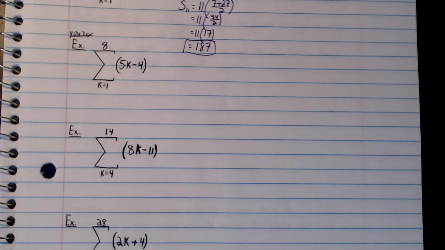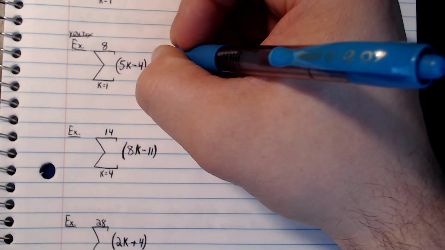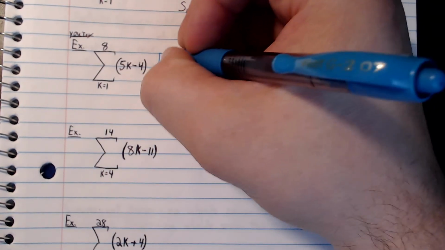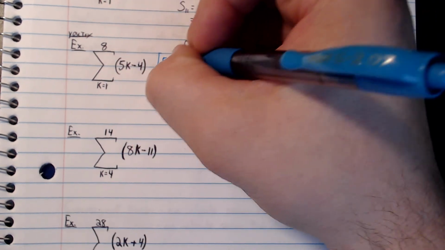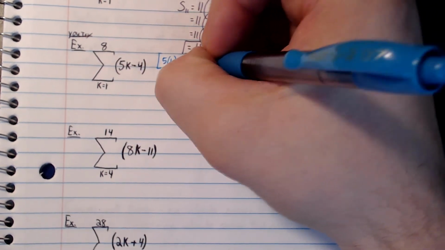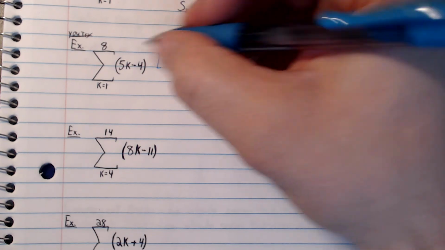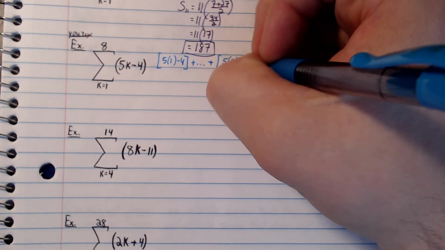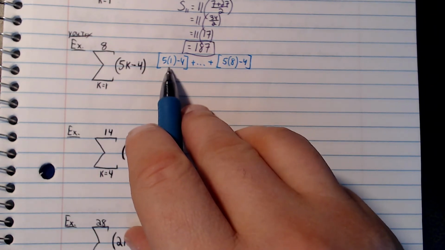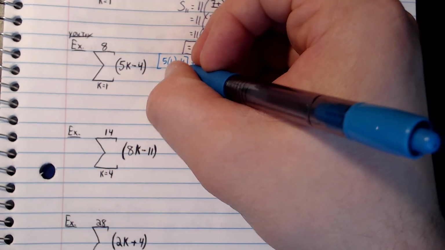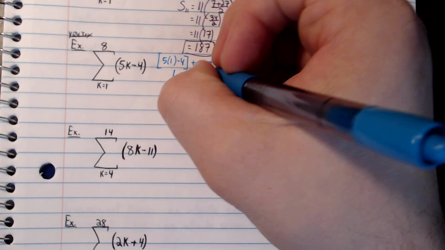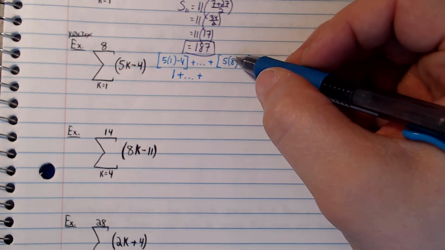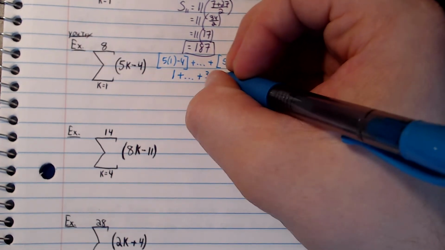Alright, let's see. You wanted to find your first term, so you would have done 5 times 1, because that's where you would start, minus 4. You would have gone all the way up to the 8th term, so 5 times 8 minus 4. 5 times 1, 5 minus 4 is 1. 5 times 8 is 40, minus 4 is 36.